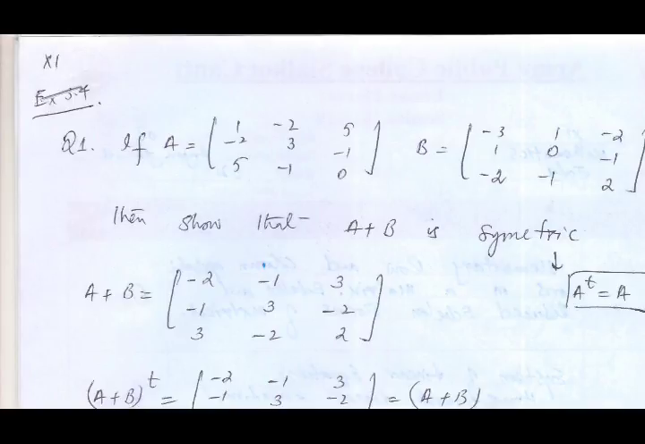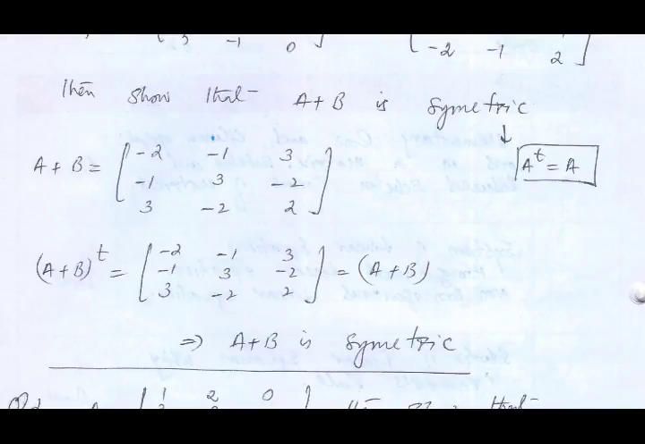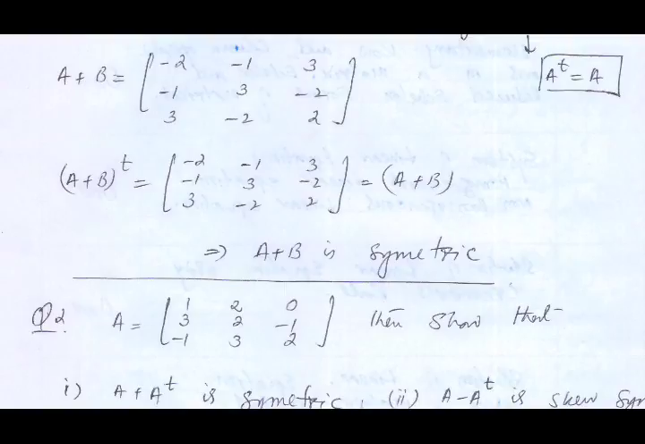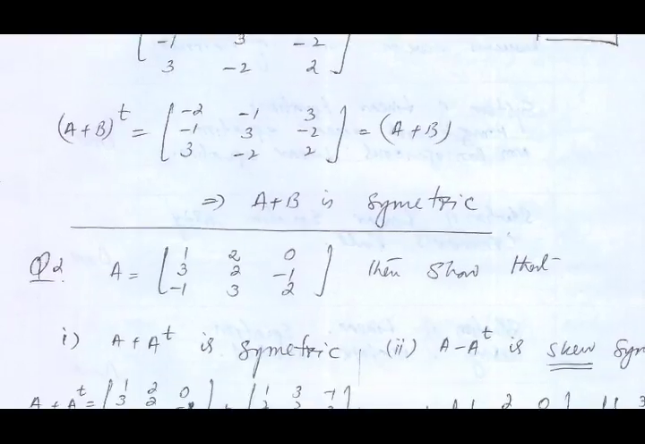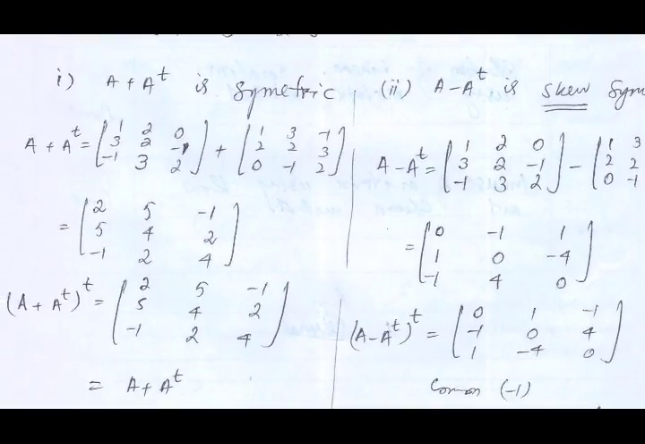Now in the first question we have to show A plus B is symmetric. First we find A plus B, then we take its transpose. If its transpose is equal to A plus B, then A plus B is symmetric. Transpose means converting rows into columns. If the elements are the same, then this matrix is called symmetric.